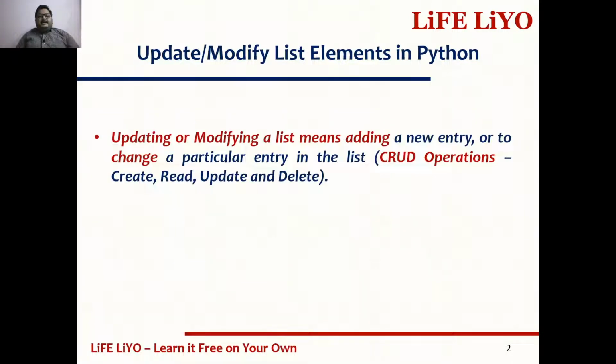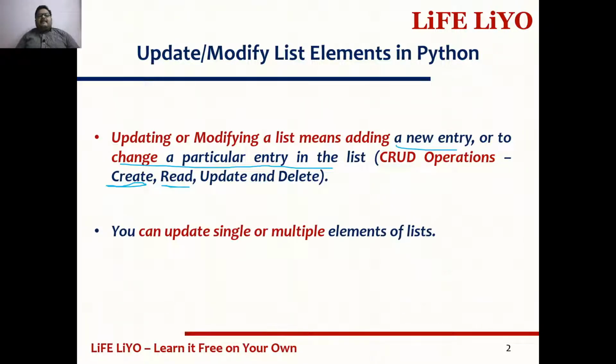Updating or modifying a list means adding a new entry to a list or changing a particular entry in the list, such as CRUD operations: create, read, update and delete. We have seen in the last videos how to create a list, how to read a list, and how to change an element at the respective index. But we haven't seen how to add a new element to our list, or how to change a particular entry in the list. That is what we are going to look into in this video.